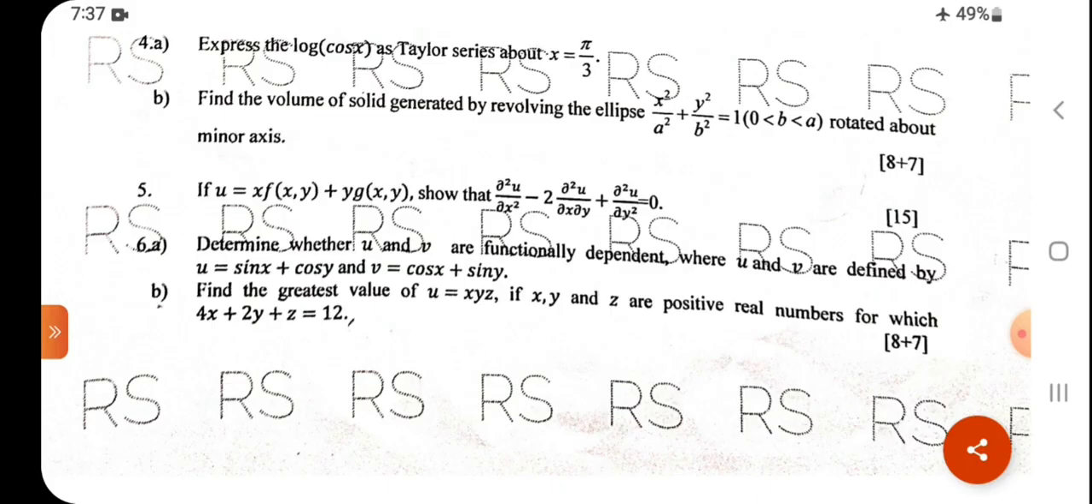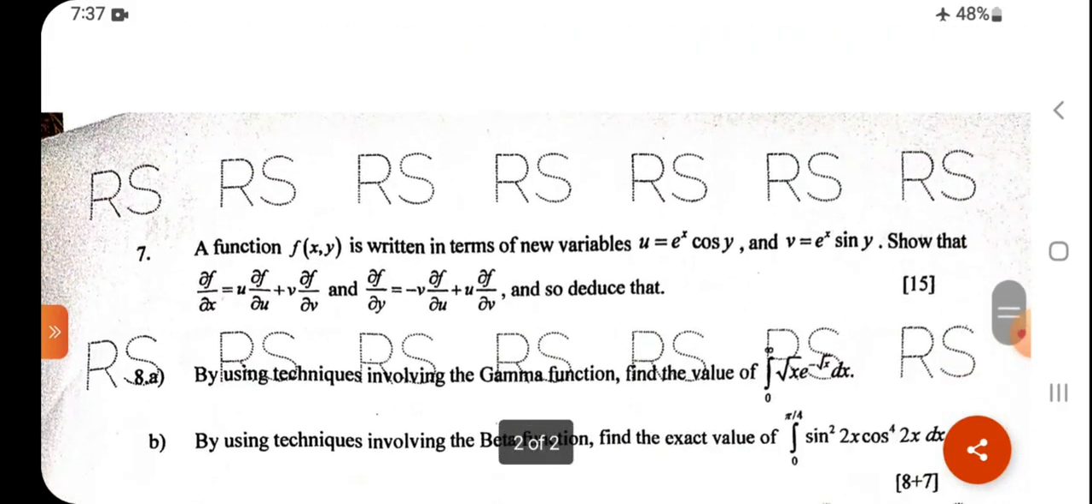Sixth b bit: find the greatest value of a function. So maximum and minimum value, and for that particular function one more equation is also given. Indirectly you are using the Lagrange multiplier method in order to get the value. Just apply that one and you will get the answer.